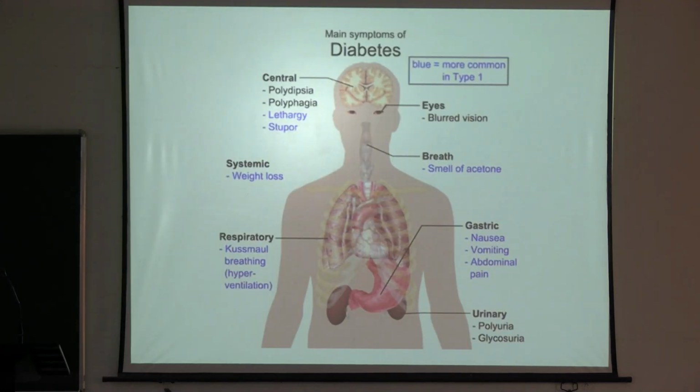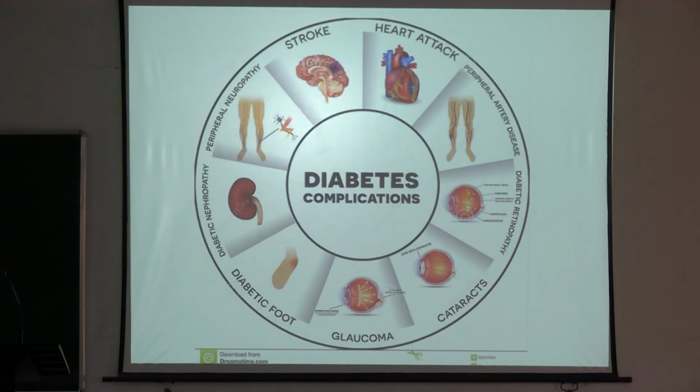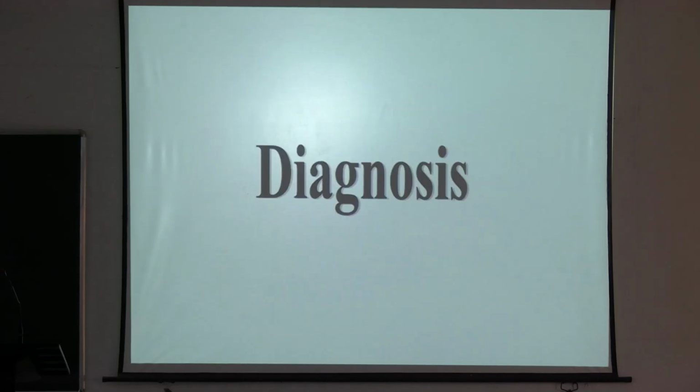If you remember this picture, you can get all the major symptoms of diabetes. And these are the complications, starting mainly from diabetic foot, glaucoma, cataracts, diabetic retinopathy, peripheral arterial disease, heart attack, stroke, peripheral neuropathy, diabetic nephropathy.